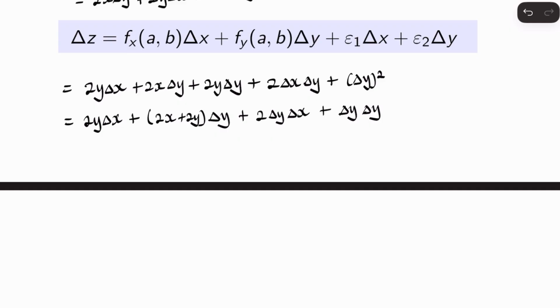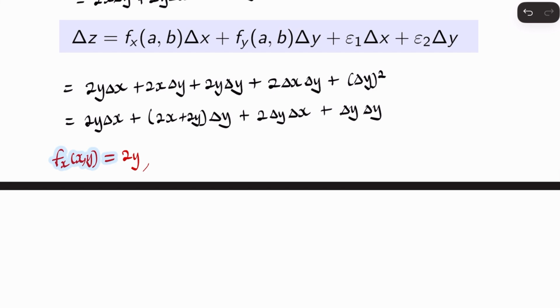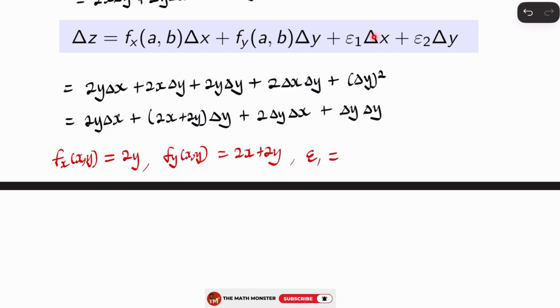The partial of f with respect to x is equal to the first term here, which is 2y. The partial of f with respect to y is equal to 2x plus 2y. Epsilon 1 is the function attached to delta x, so in this case that's 2 delta y. Epsilon 2 is the function attached to delta y, so that's delta y in this case. So that's our result.